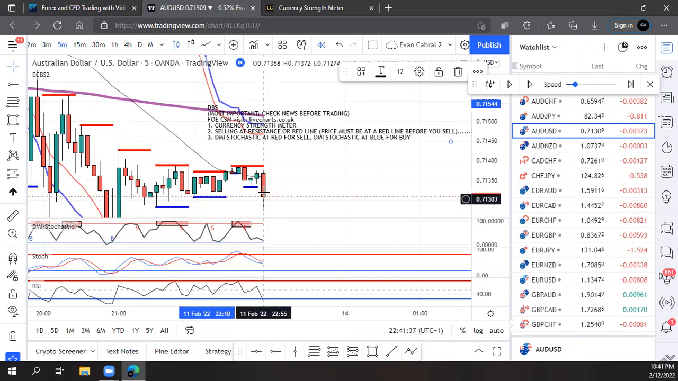Do you see this massive red candle? I see how this market sold. You'd have surely cleared this trade, right?